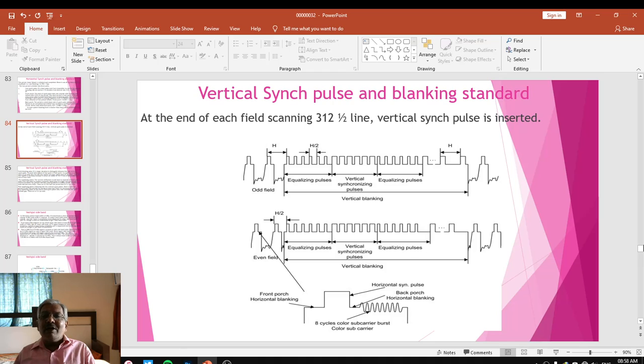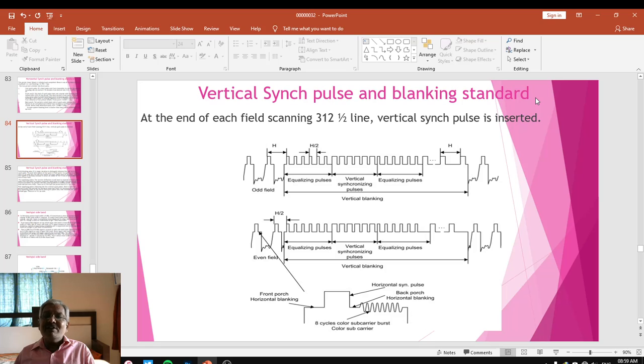But friends, composite video signal is nothing but the combination of video signal proportional to the picture information snapped by the camera, horizontal sync and horizontal blanking pulses, along with the vertical sync pulse and vertical blanking pulses. Out of these three, we studied two. One is video signal proportional to the picture information. Another one is horizontal blanking standards. Friends, today we are going to continue with vertical sync pulse and its blanking standards.